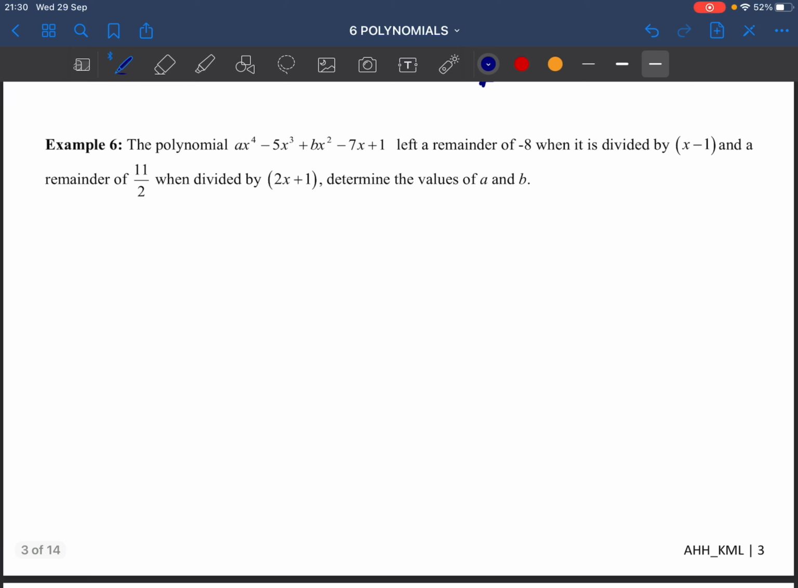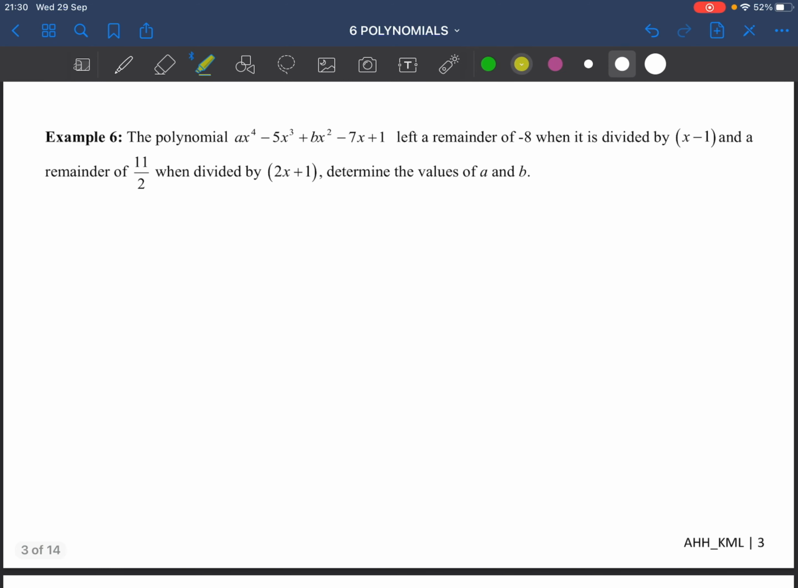Example 6. Here, we have a polynomial that leaves a remainder of -8 when it is divided by x minus 1. Okay, we have remainder -8 when divided by x minus 1. The keyword here is divided, so we can use the remainder theorem here. Or we can just put it as the first one, we have P(1) is equal to -8.